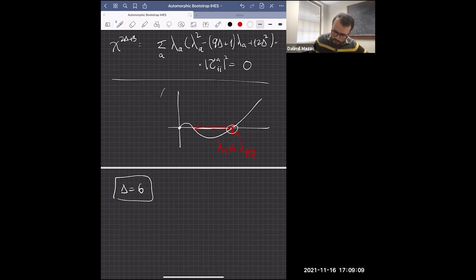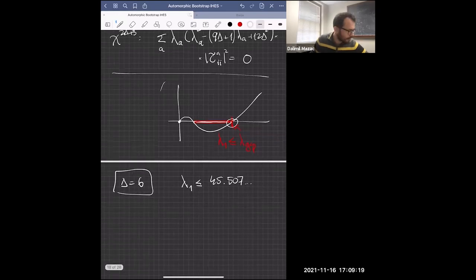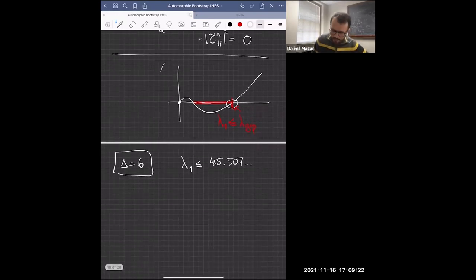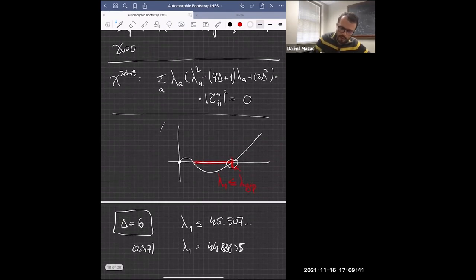Then you can compute this root, and the root is just equal to this value. It's 45.507, blah, blah, blah. And then let's compare it to the smallest surface, which is just the 237 triangle surface, the 237 hyperbolic orbifold, for which lambda one is 44.888335. So it's pretty close. It's not quite there, but that's just because we only expanded to some finite, to the third order.